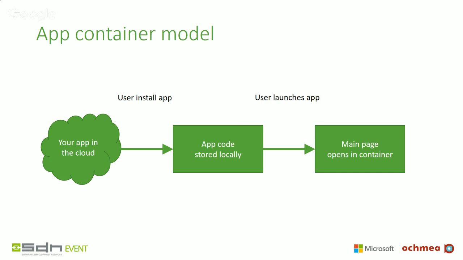But the app container model basically works like your app lives somewhere on the cloud, and then you go to the App Store, you click it, you download it, and it gets stored on your device locally. So it's local on your device. Only the data gets transferred back and forth. And then when you click on the icon to open your app, it opens in its own sort of sandbox container.